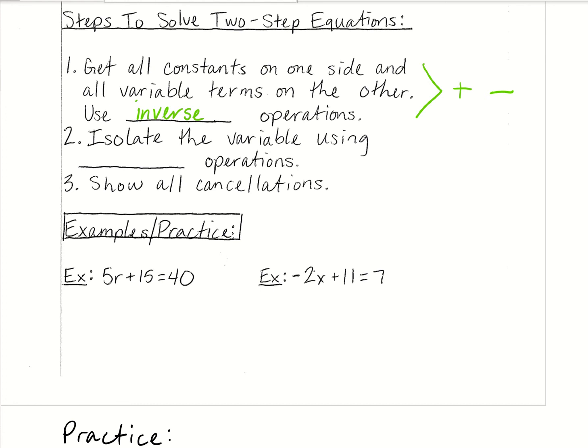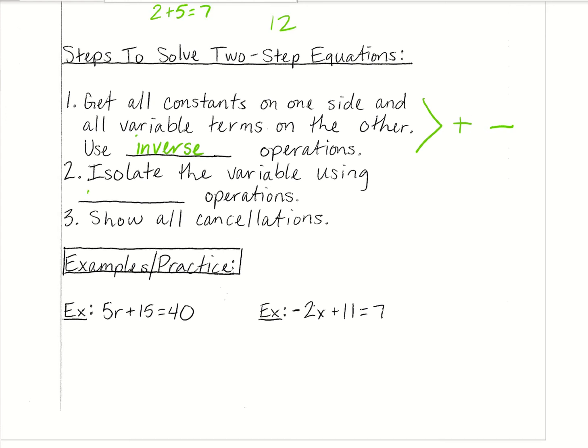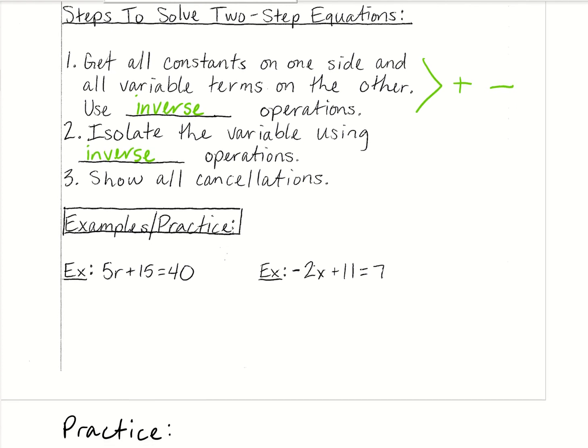Step 2 is going to be to isolate the variable using inverse operations. So both of those blanks are inverse. That step 2 is going to be multiplication and division. And then step 3 is to show all cancellations. Basically, that just means show your work. That's it. So show your work on both sides.